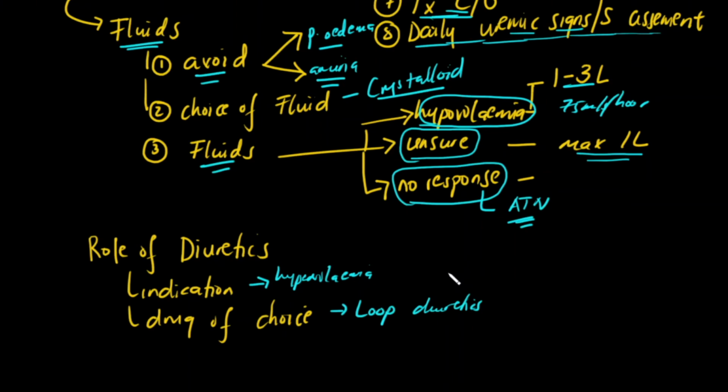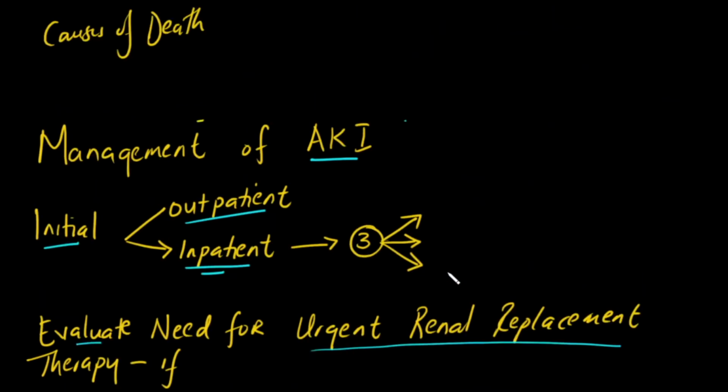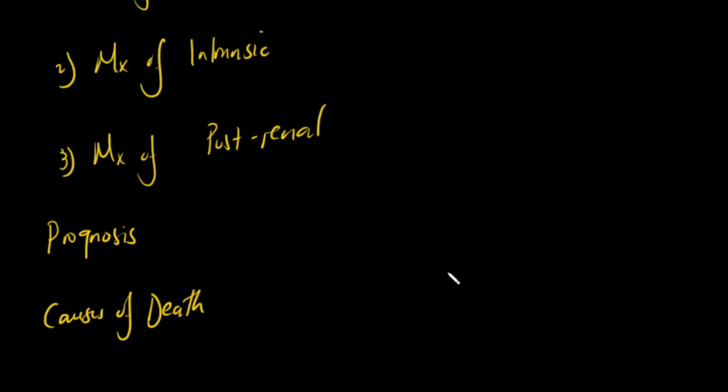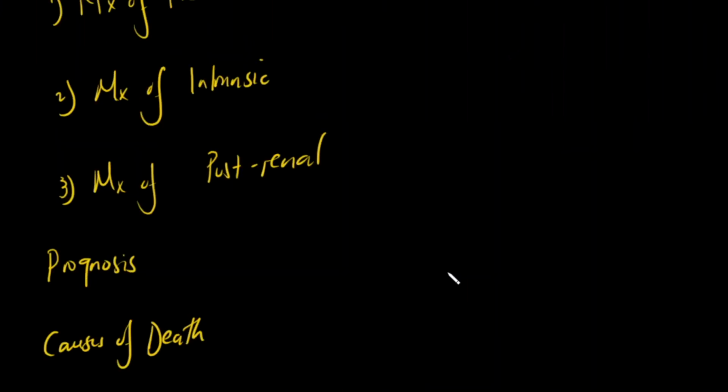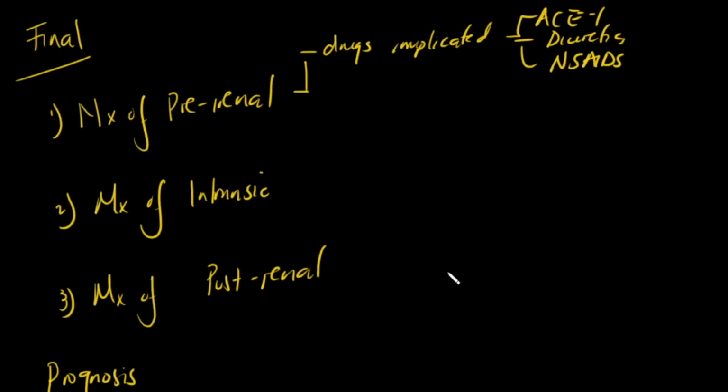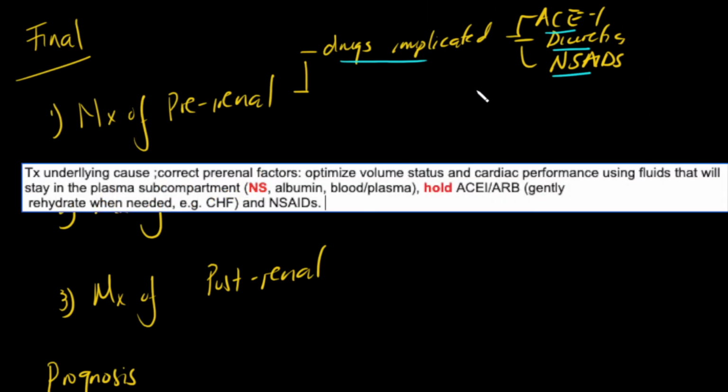Now ending off the management. What you need to highlight in your brain is that management also differs on which type of acute kidney injury you are dealing with. Remember in pre-renal failure, you are typically dealing with hypovolemia. Especially drugs like ACE inhibitors, diuretics, or NSAIDs are typically implicated, so you definitely want to stop those. But other things that you need to do is to optimize the volume status.